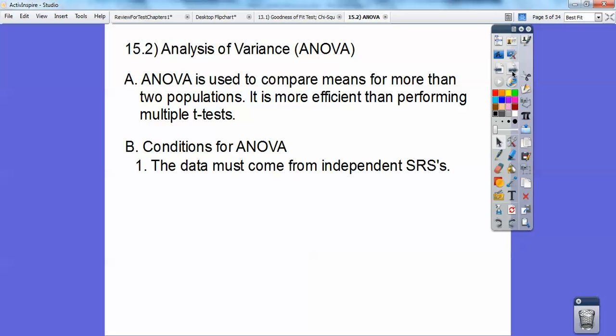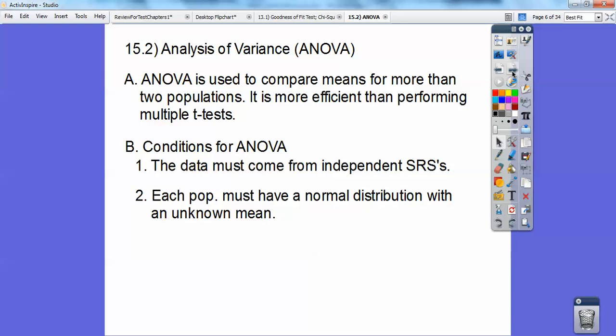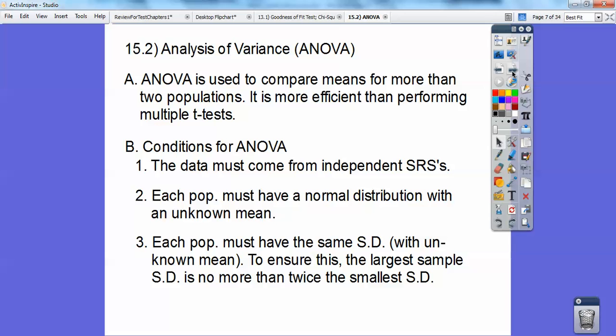Your conditions: the data has to come from independent SRSs. Each population must have a normal distribution with an unknown mean, and each population must have the same standard deviation, with unknown means. To ensure this, the largest sample standard deviation cannot be more than twice the smallest. So you take the biggest standard deviation, divide that by the smallest, and make sure it's less than 2. You get your standard deviations from your graphing calculator.